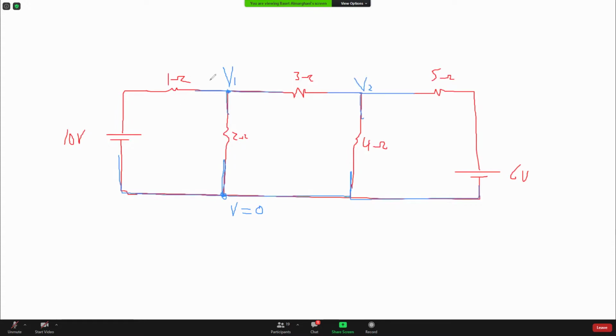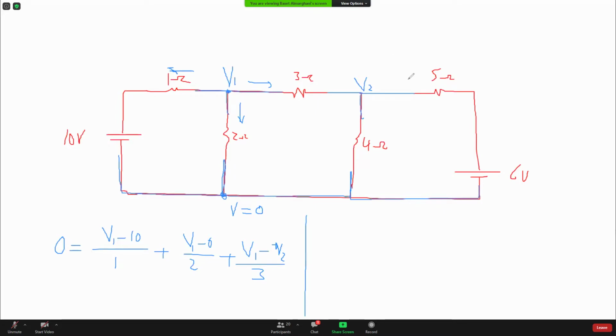We assume the currents are leaving, so the equation here will be 0. I'm going to assume all leaving. So the current in this direction: V1 minus 10 divided by 1 ohm, plus V1 minus 0 divided by 2 ohm, plus V1 minus V2 divided by the 3 ohm. So this is the third current here. So this is one equation at the first node.